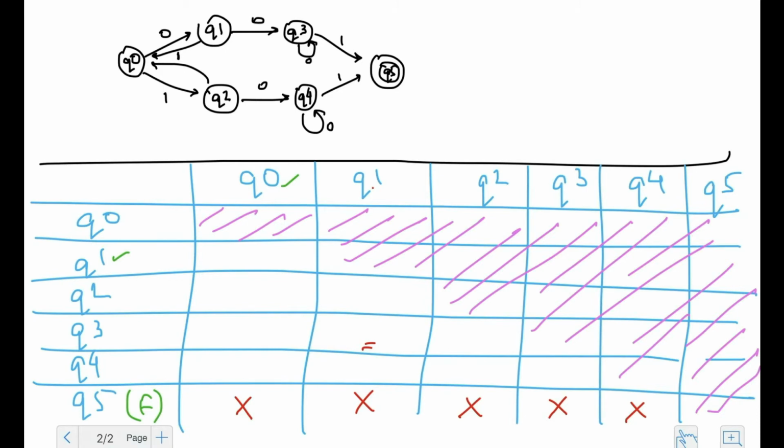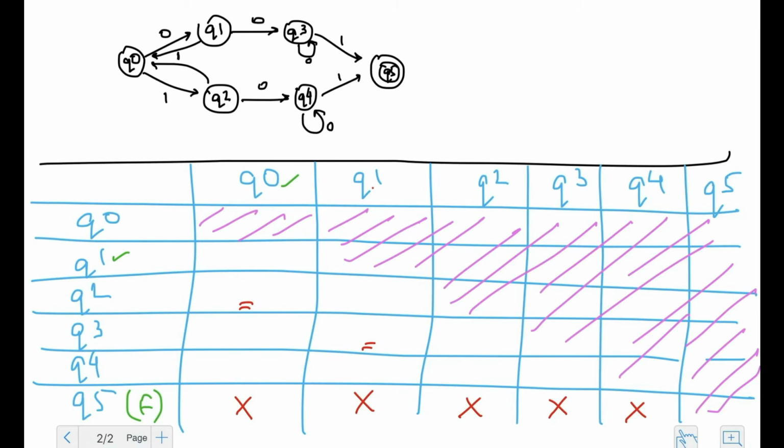Now let's look at the 1 transition. So where does Q0 go on a 1? It goes to Q2. Where does Q1 go on a 1? It goes to Q0. So I check whether Q0, Q2 is marked. So that's right here. It's not marked. So I cannot comment anything at this point about Q0 and Q1. And I can do the same operation for all of the states.